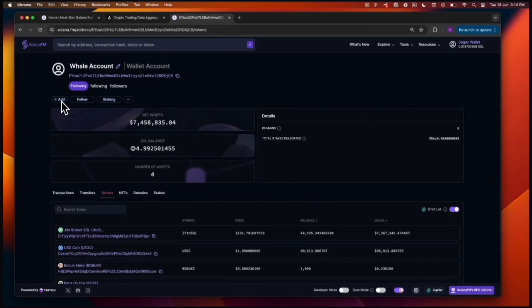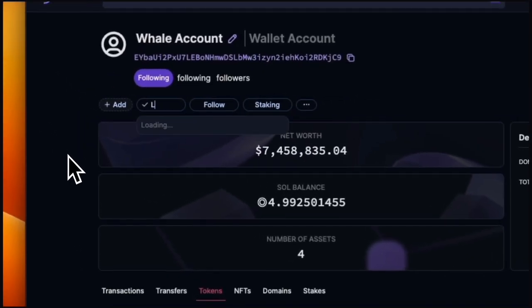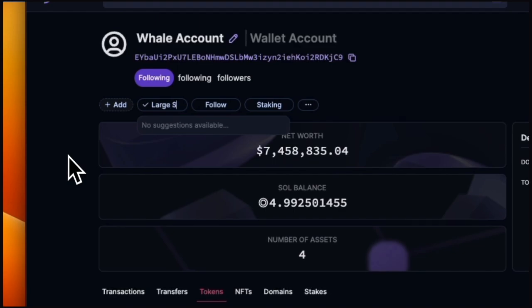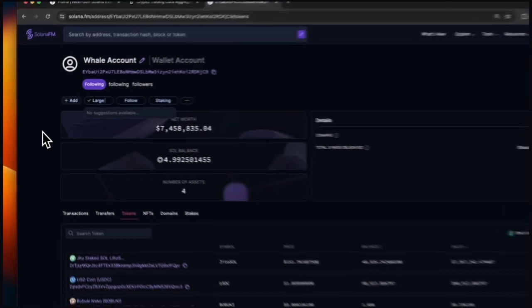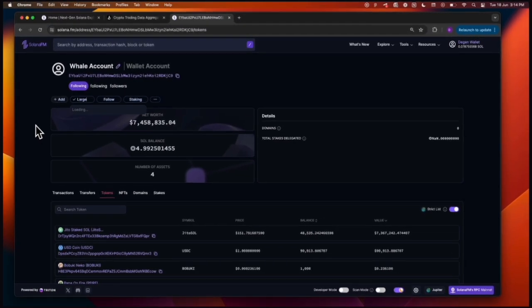Yeah, the tagging and labeling feature is something that you can be very creative with. This is really up to your own discretion to customize the tags and labels to make it easier for you to find and identify accounts. You can also add other custom tags like large stake or large holdings, whatever suits your needs and whatever is easier for you.